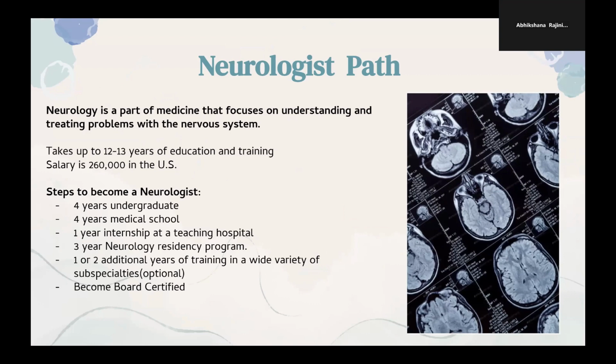$260,000 in the US. But the steps to become a neurologist are 4 years in undergrad school, 4 years in medical school, 1 year in an internship at a teaching hospital, a 3-year neurology residency program, and 1 or 2 additional years in specialties, which is optional. It includes child neurology, neuro-oncology, and sleep medicine. And after that, you just become board certified.